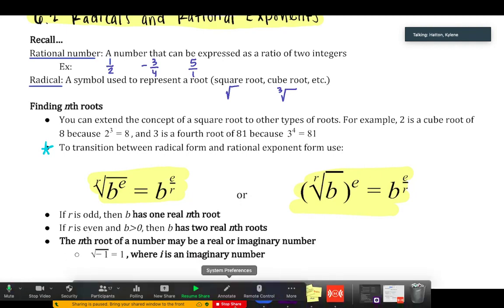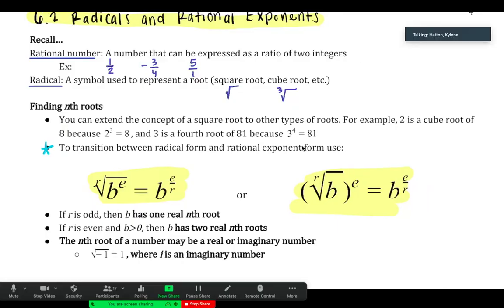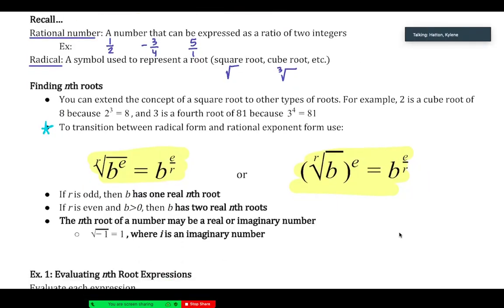Okay, so really quick, I think my sharing is a little messed up, so I just need to stop sharing it and then reshare it really quick. Okay, so it should be fine now. If anything goes wrong or seems weird, just let me know.